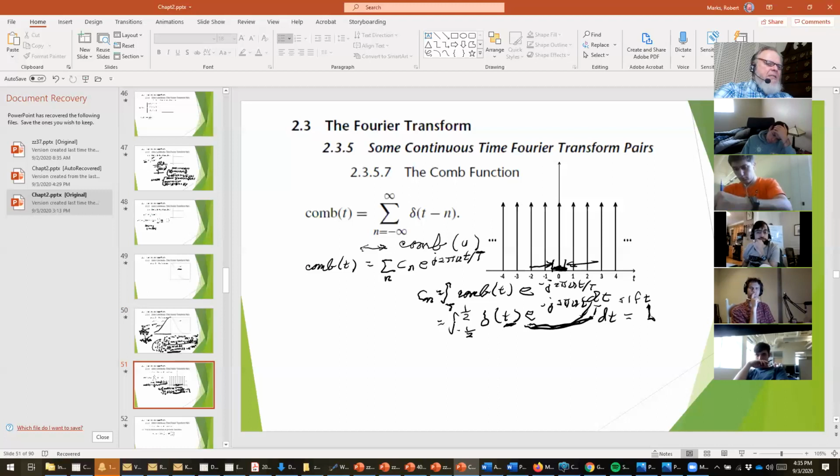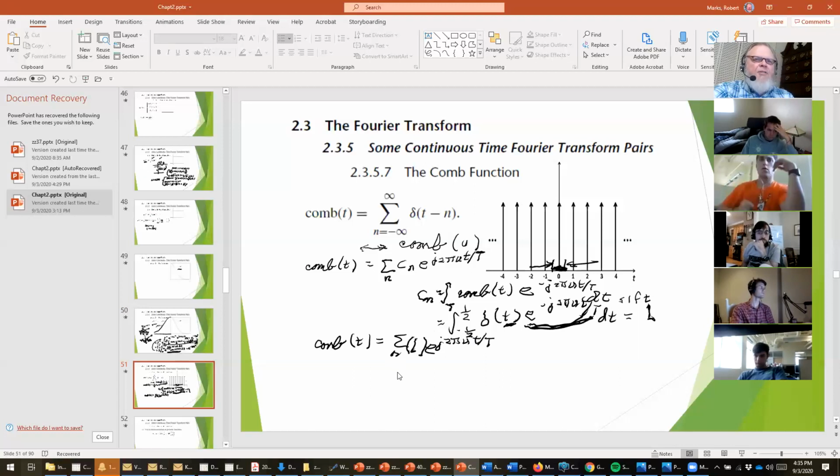So this is fascinating because it says that the comb of t is equal to the summation over all n of c sub n times, I'm sorry, we've already determined what c sub n is equal to, 1 times e to the j 2 pi u t. So if you've ever wondered what is the Fourier series when all of the Fourier series coefficients are 1? Now we know, if all of the Fourier series coefficients are 1, then that's the Fourier series of a comb function. We've just shown that, and I think that's really fascinating.